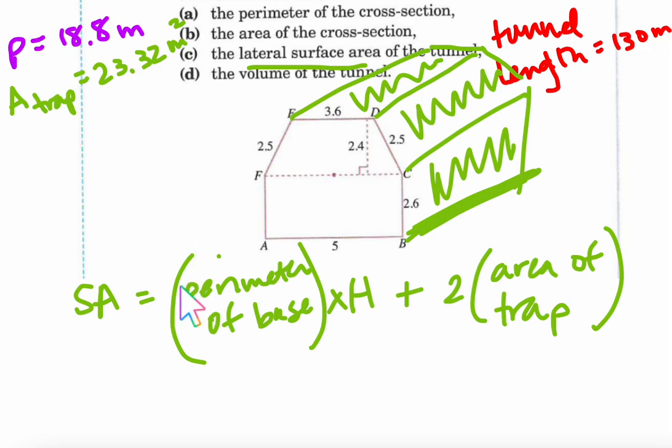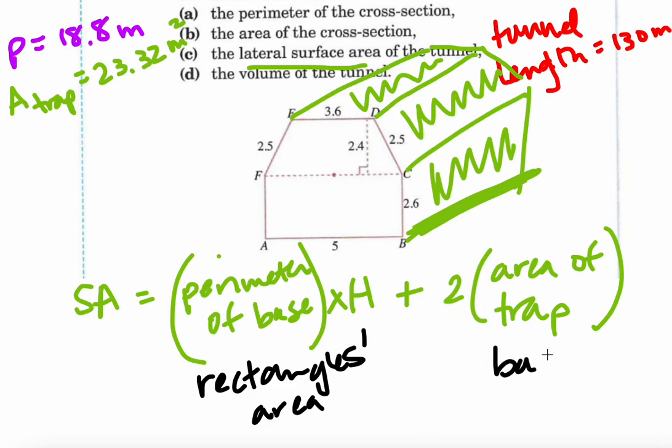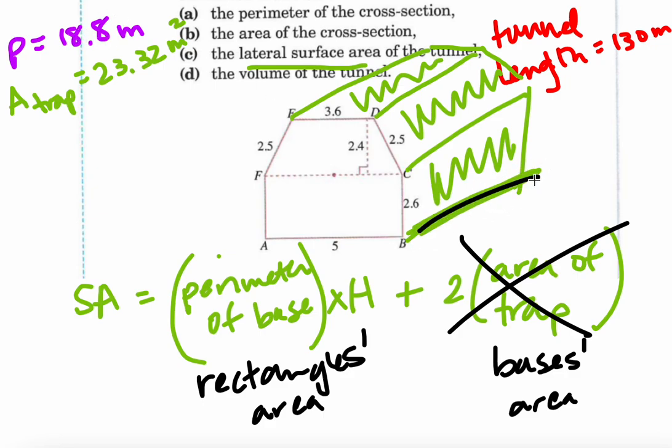Well, lucky for us, this part of the surface area formula is just the rectangles area. And then this part is the bases area. And again, we don't want this because they didn't ask that. They just wanted the rectangles. So we just need to do perimeter of the base times the height of the entire prism. We already have the perimeter of the base. We have to just take that number and multiply by this height, the height of the prism.